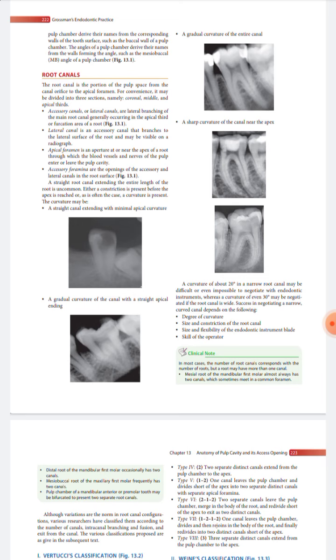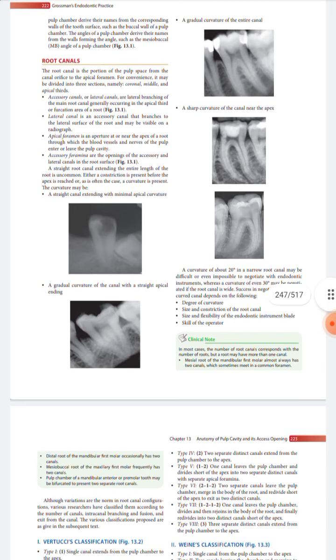Accessory canals are lateral branches of the main root canal, generally occurring in the apical third or furcation area of the root. A lateral canal is an accessory canal that branches to the lateral surface of the root, and may be visible on a radiograph.